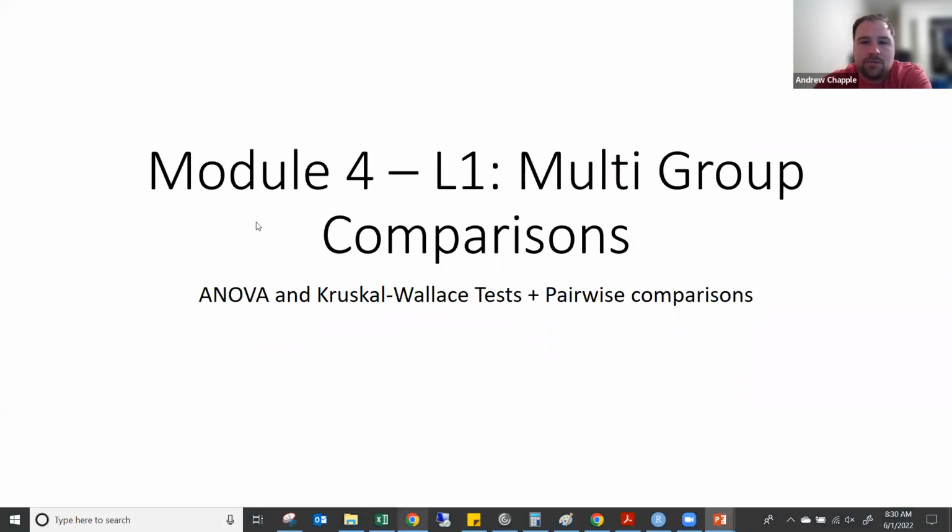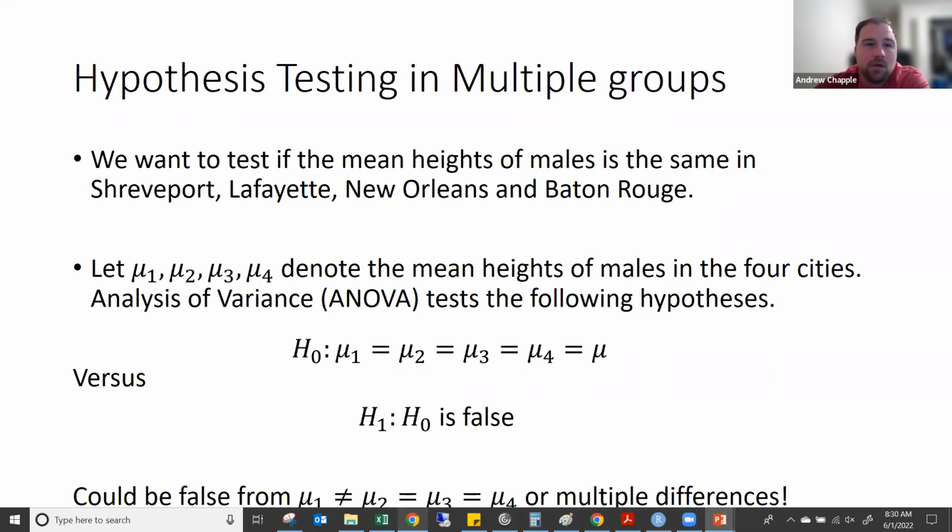So this is multi-group comparisons. So it's ANOVA and Kruskal-Wallis tests plus pairwise comparisons here. So let's say we want to test if the mean heights of males is the same in Shreveport, Lafayette, New Orleans, and Baton Rouge. So here we're going to let mu1 through mu4 denote the mean heights of males in the 4 cities.